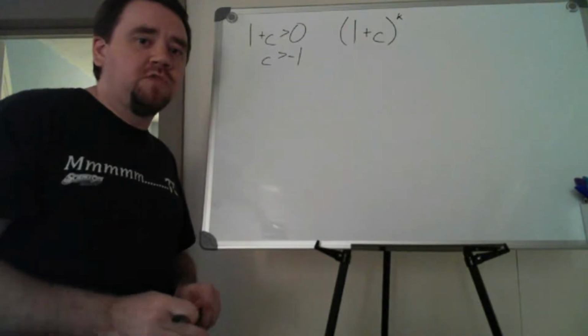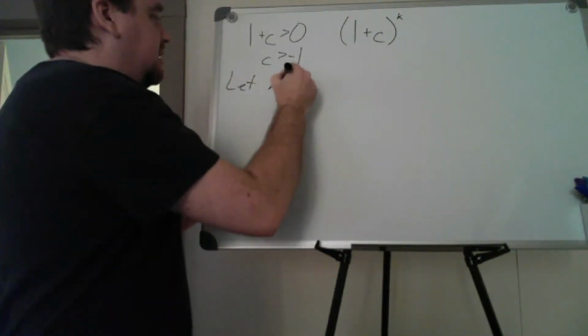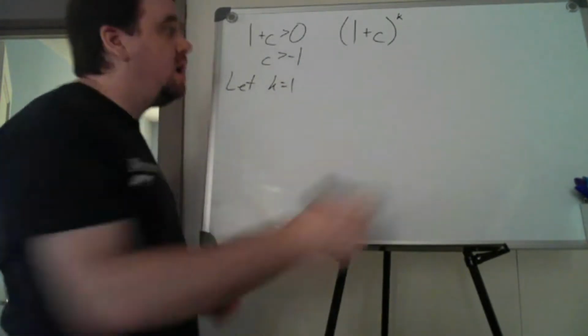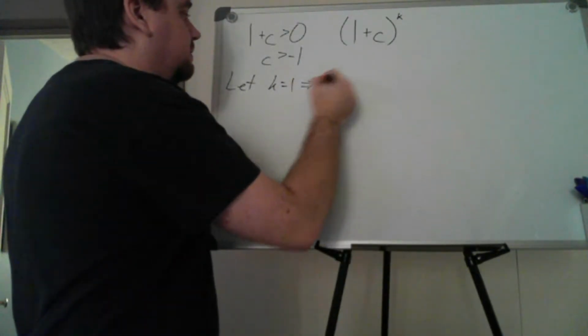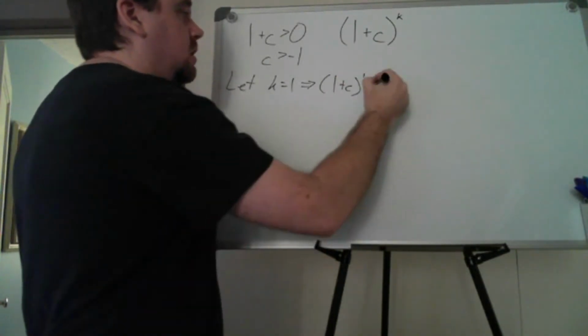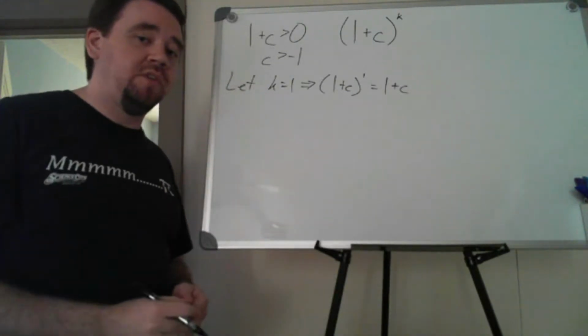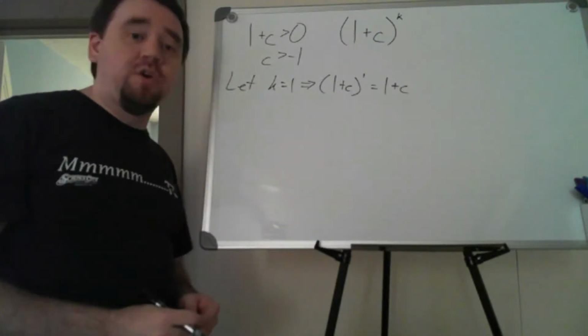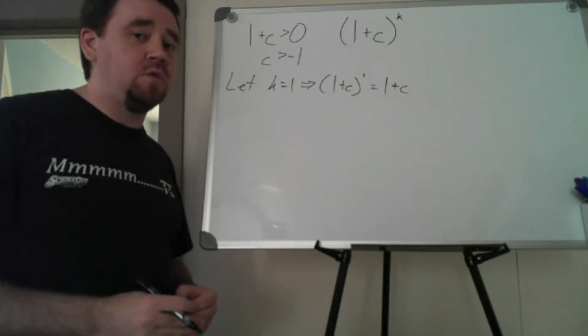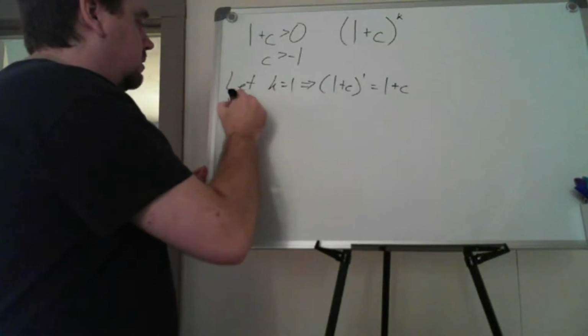So let's just start with the first value for k. So let's just let k equal 1, and then let's see what we get. Well, I have (1 + c)^1. Well, anything to the power of 1 doesn't change, so I just stay the same. I'm at 1 + c. And I'm not gonna lie, that's pretty boring. I may not care about k equals 1, but for now I've at least explored it. All right, let's keep going.